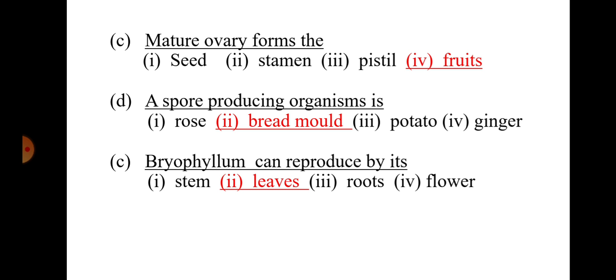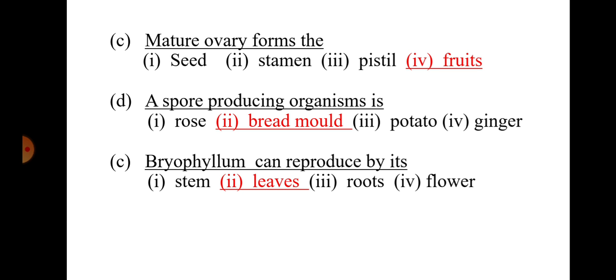Then the fourth question, a spore producing organism is: the first one, rose; the second one, bread mold; the third one, potato; the fourth one, ginger. A spore producing organism is the second one, bread mold. That is the right answer.